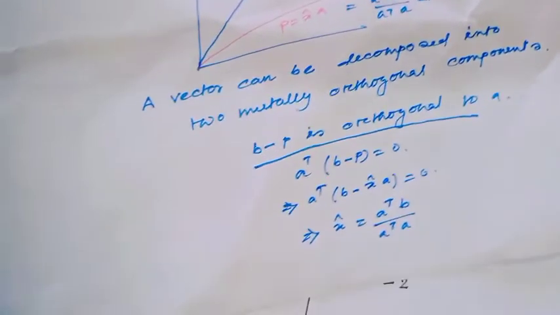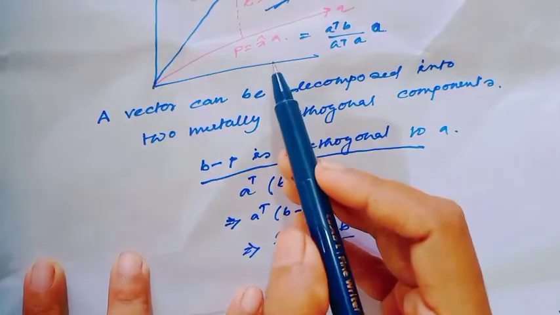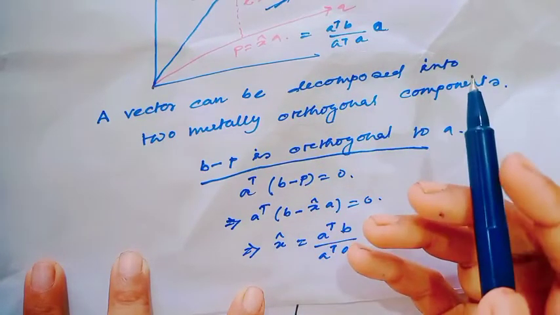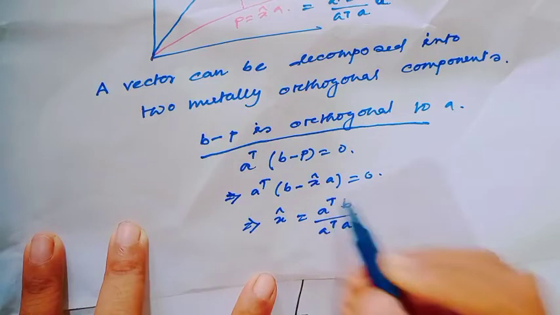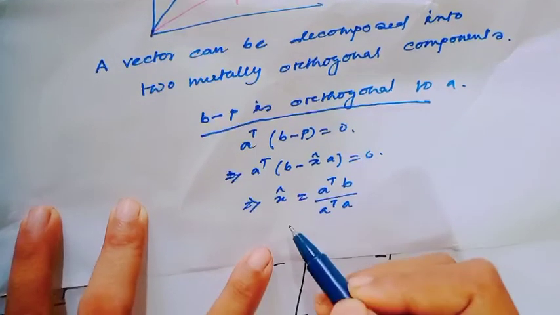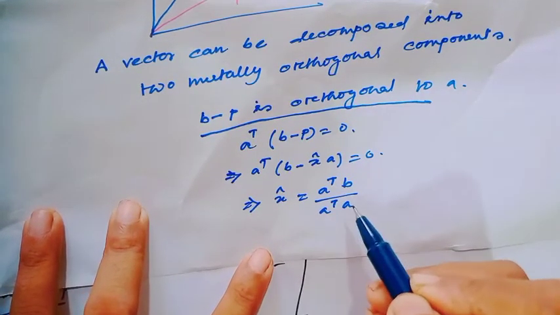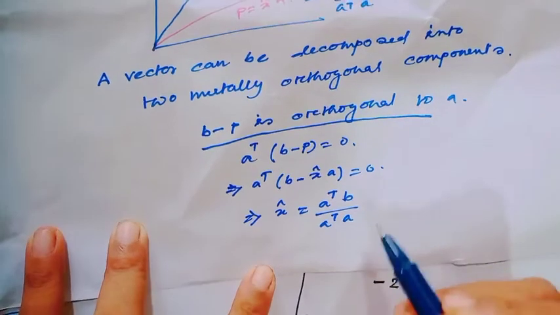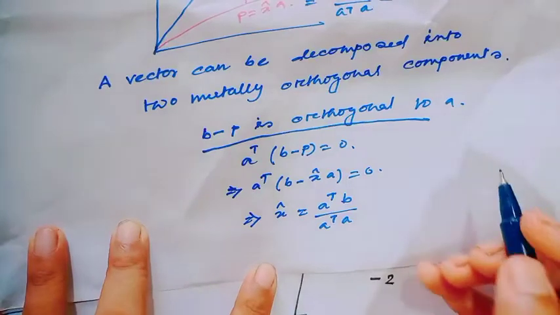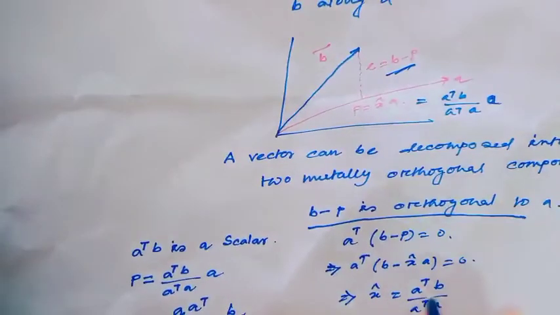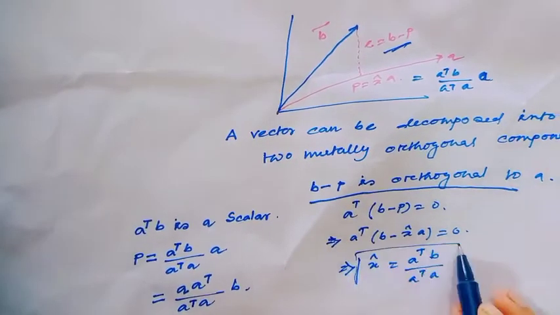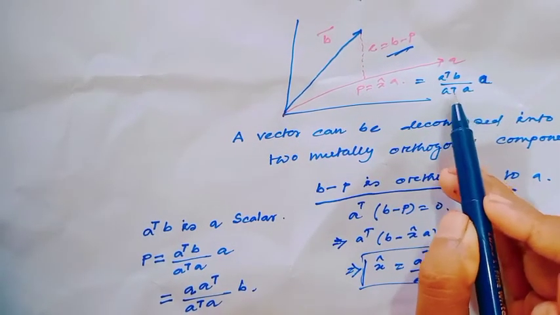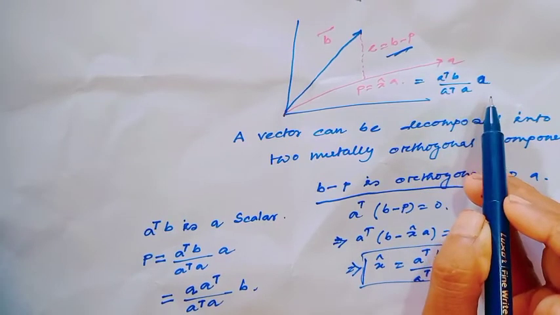And P equal to x tilde A. Now put the value. Then x tilde would be A transpose B over A transpose A. Are you getting? Where P equal to x tilde A. Now put the value x tilde here. Then this would be A transpose B over A transpose A times A.